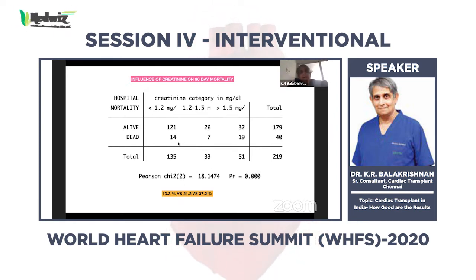Again, creatinine had a very significant influence on 90-day mortality. And it's actually graded. Creatinine less than 1.2 had 10.3% mortality versus 21% for a creatinine of 1.2 to 1.5, and 37.5% for creatinine more than 1.5. Going on, the highest we have done is 6. Again, very significant p-values of 0.000.